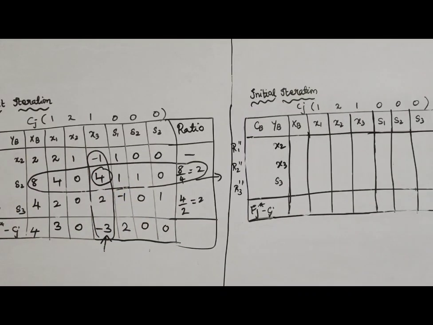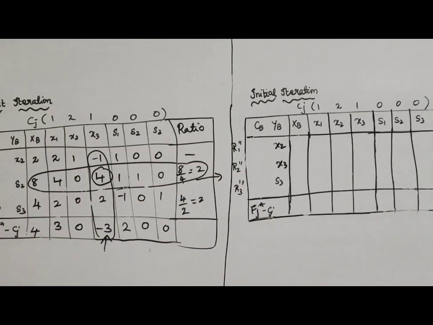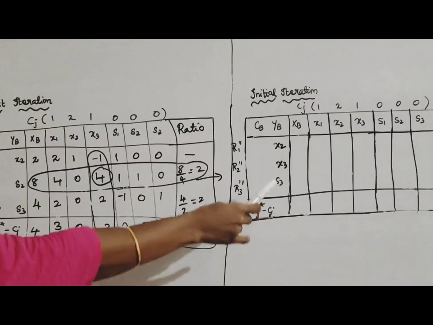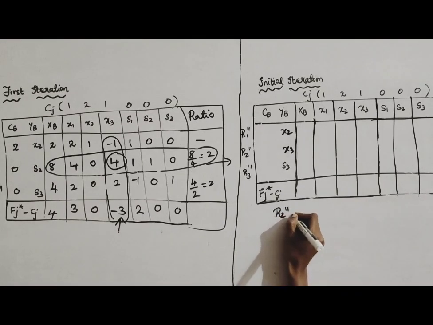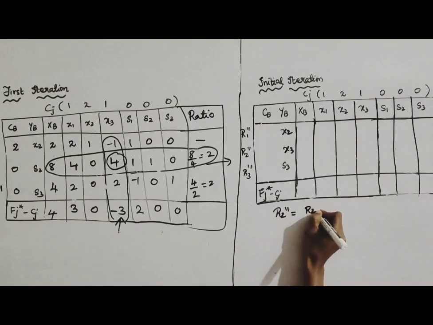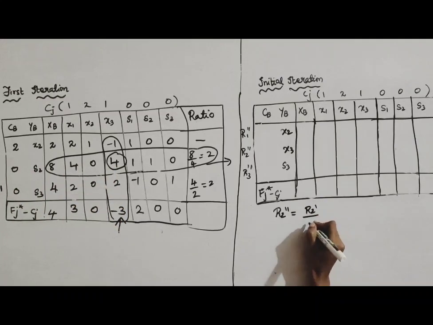Therefore, we have to replace S2 by X3, right? And you have to find the X3 row first. That means first you have to find the R2 double dash. How do you find the R2 double dash? R2 double dash is equal to R2 dash by the pivot element. What is the pivot element here?